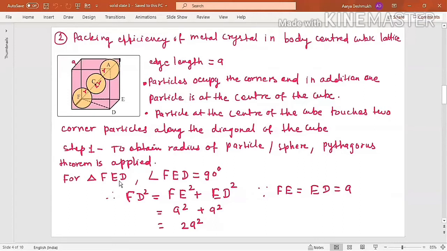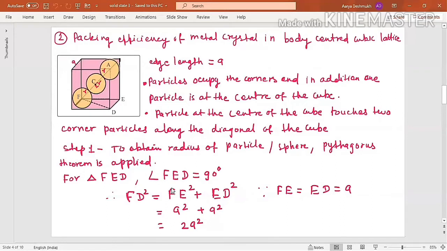Now look here, the triangle FED. This angle FED is equal to 90 degrees. Now FD square, this length, which is the body diagonal actually, FD square would be equal to FE square plus ED square. We know this is the Pythagoras theorem. If this angle FED is 90 degrees, then FD square would be equal to FE square plus ED square.